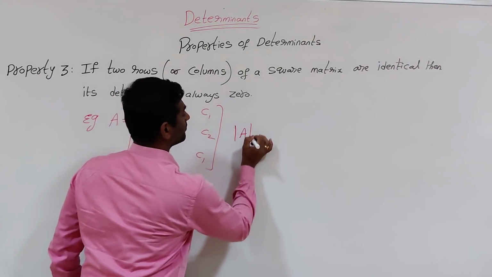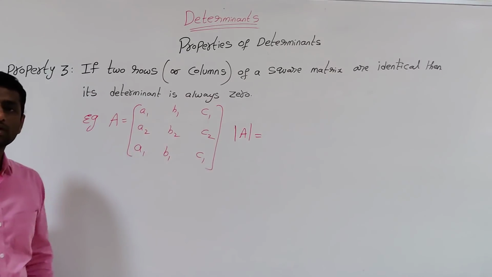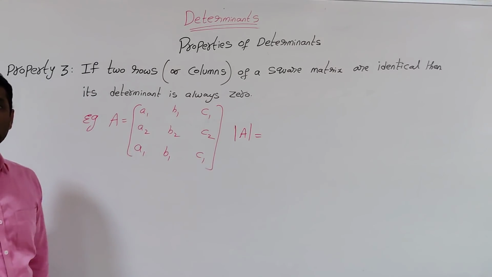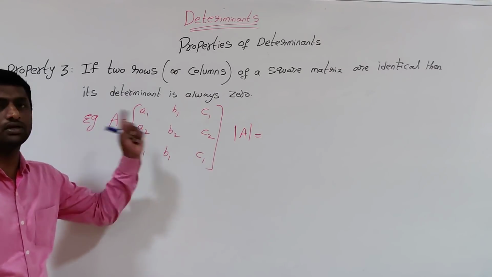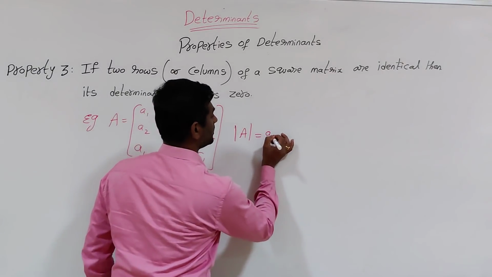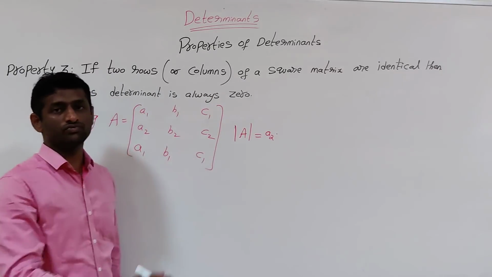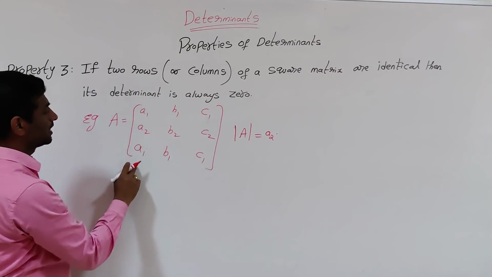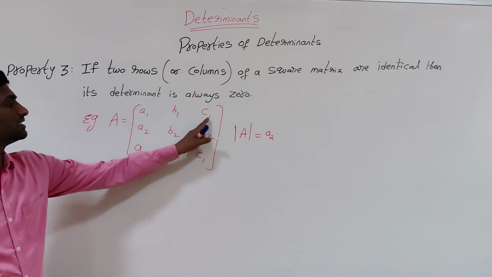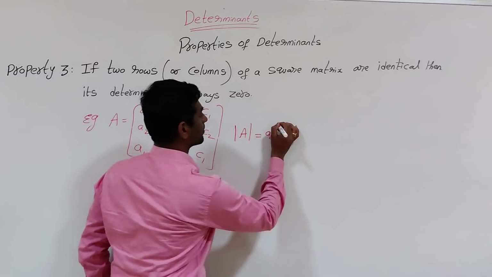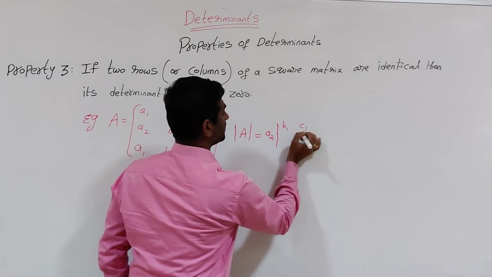So determinant of A is equal to, we can use any one row or any one column. Now we'll see by the second row. A2 into cofactor of A2. After hiding the second row and first column, you will be left with B1 C1, B1 C1. Determinant of B1 C1, B1 C1.